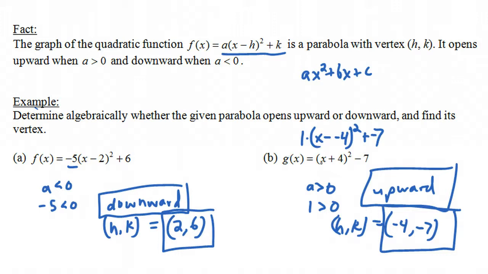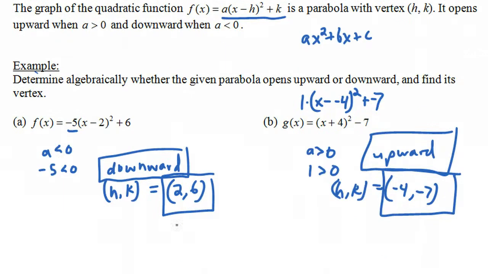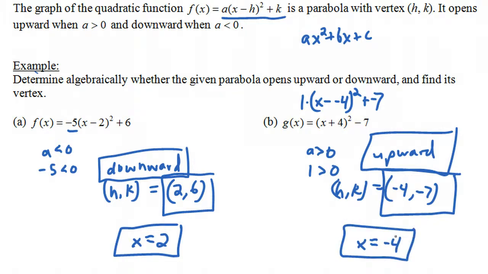Notice it has x plus 4. The x coordinate of the vertex will be negative 4. And over here, whereas x minus 2, the x coordinate of the vertex is positive 2. In fact, if you're looking for the axis of symmetry, the axis of symmetry is the vertical line x equals 2. And the axis of symmetry over here is the vertical line x equals minus 4.